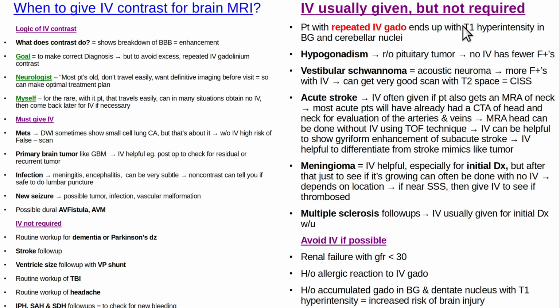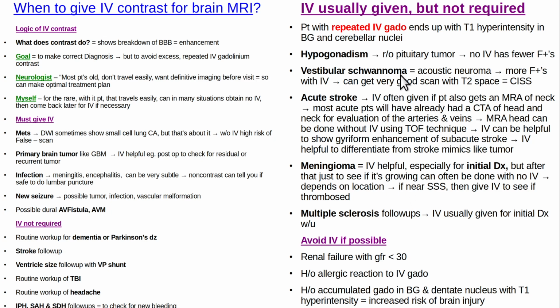Okay, when is IV usually given, but it's often not required? I would say be careful with patients that have to keep coming for repeats. Again, like a meningioma, it's a very common indication for a repeat MRI. You don't necessarily have to give IV. Sometimes you will want to, like I said, but if you can get away with no IV, I would try to do it with no IV because these patients might get followed for 15, 20 years. So that could add up to a lot of gadolinium injections.